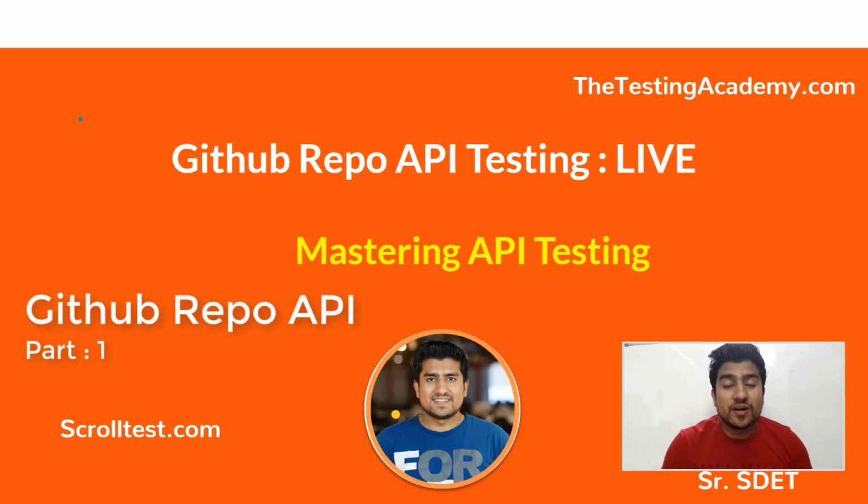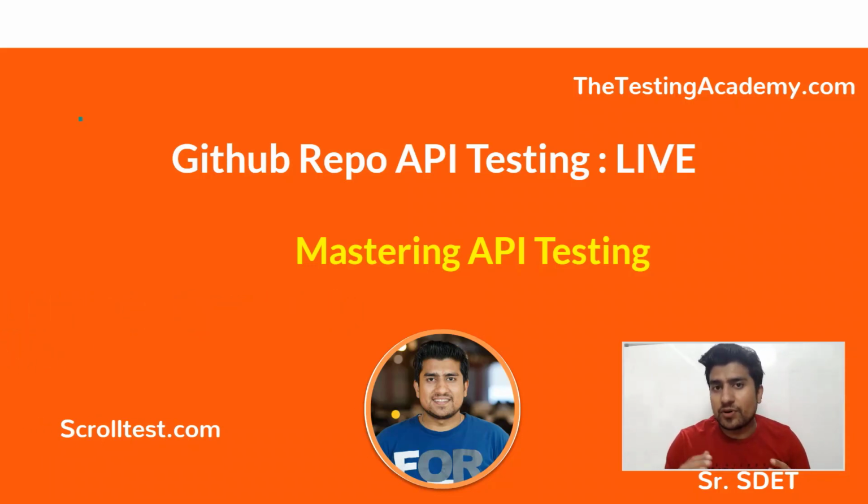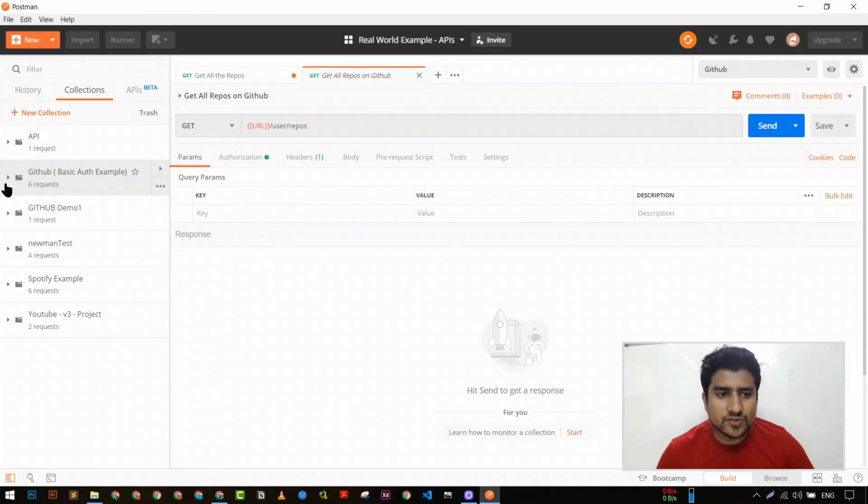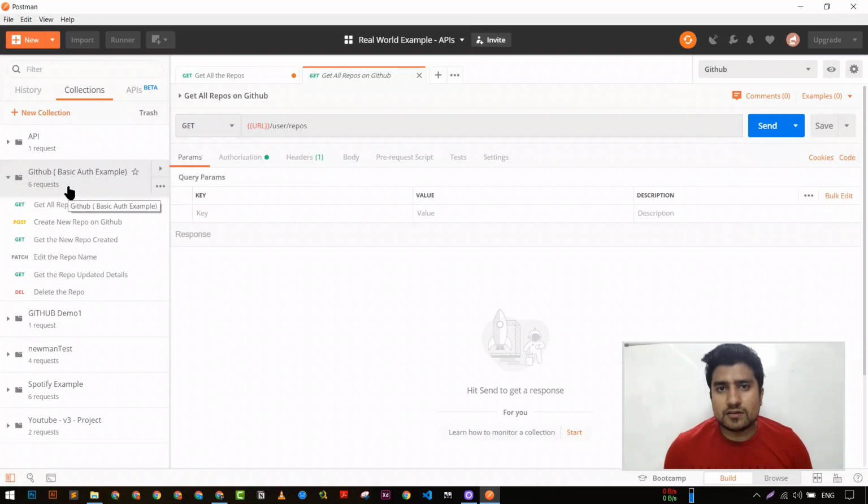And in this video, I'm going to explain one of the GitHub Repo API, and we are going to write certain test cases around it. Okay, so let's get started. So, guys, let me show you the collection first. It's a GitHub Repo API.